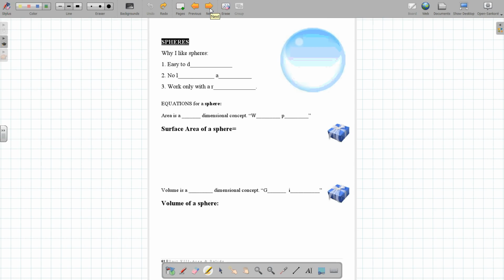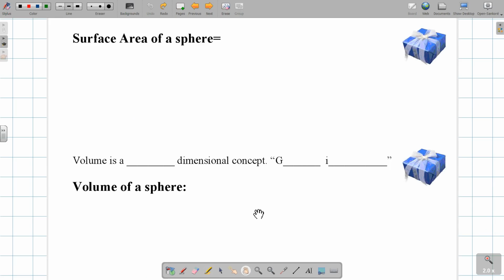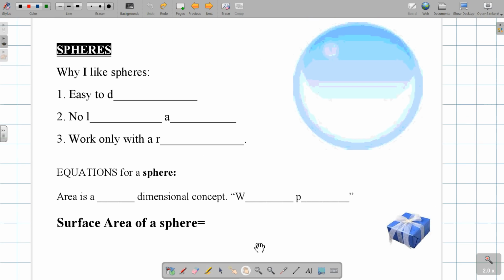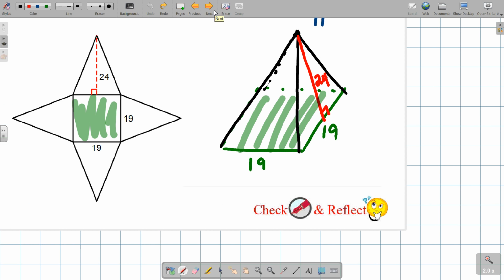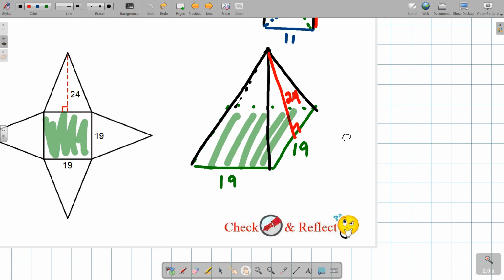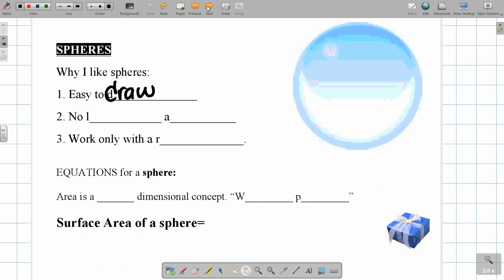Okay, all that leading up to the sphere. There are 3 reasons why I love spheres. 1, they are easy to draw compared to something as complex as, let's say, a pyramid where you have 2 different heights, or a triangular prism. Spheres are super easy to draw. In geometry, we're not going to worry about shading. In art class, you will. But in geometry, to draw yourself a sphere, you just draw yourself a circle.